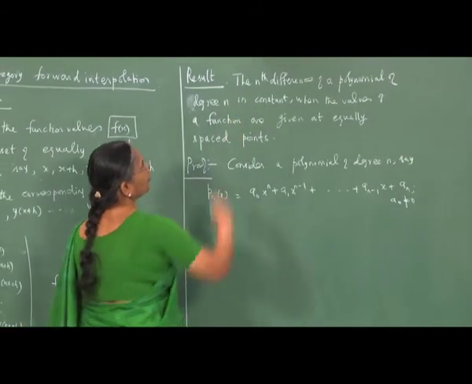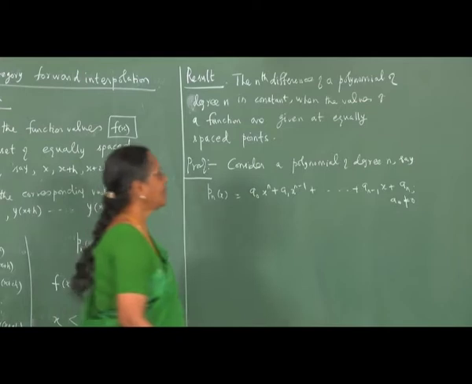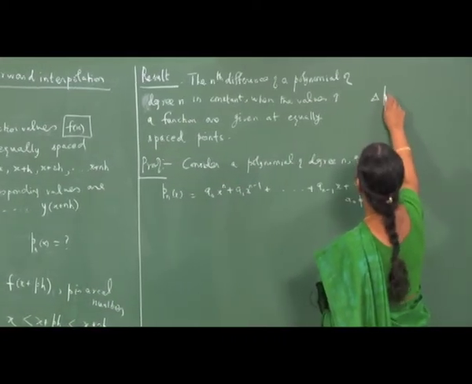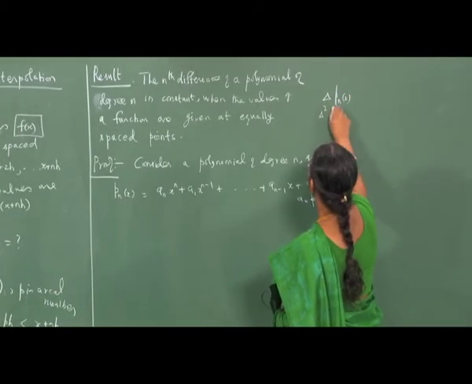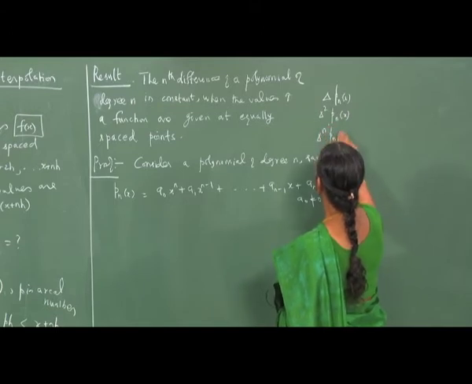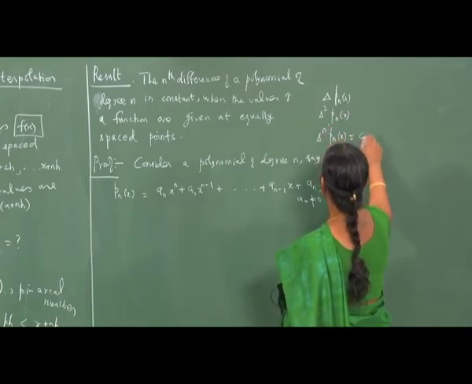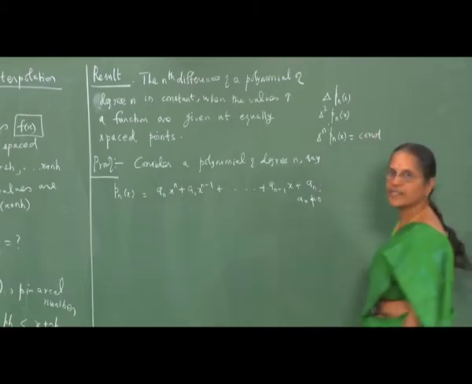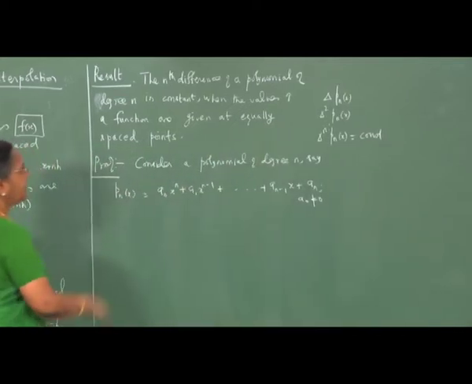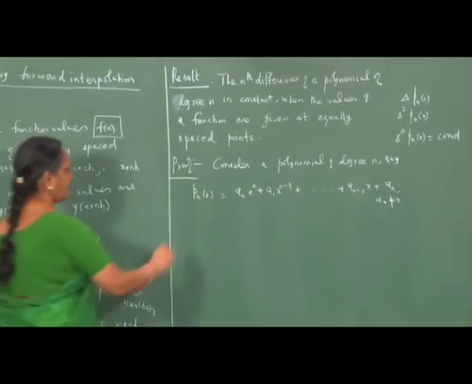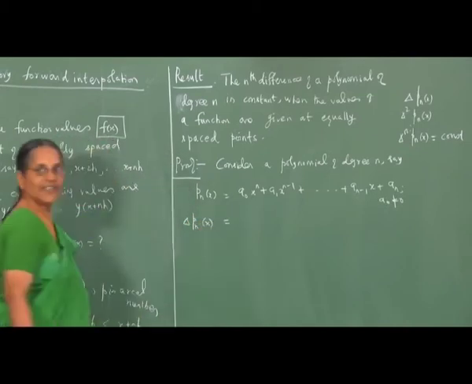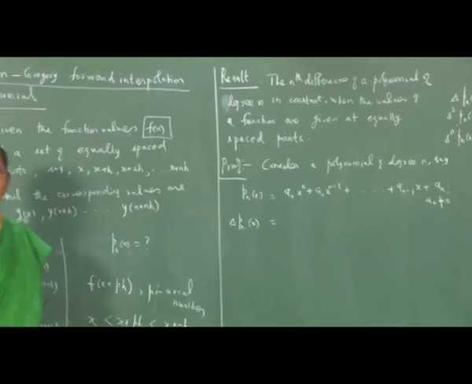What is it that we have to show? The nth difference of a polynomial. What is the first difference of the polynomial? Delta p n of x. The second difference, del square of p n of x. So, we have to show that the nth difference of this polynomial is constant. So, let us compute the differences and show that it is constant. So, let us first get the first forward difference of p n of x.